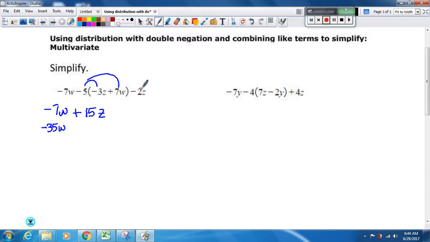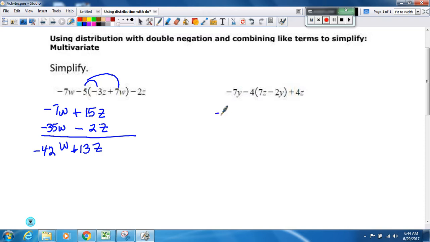Okay, that takes care of the parentheses, and then I have a negative 2z, so I'm going to put that in my z column. Okay, so for my w's, I'm just going to add in columns. So for the w, a negative 7 and a negative 35 is a negative 42. And then for my z's, 15 take away 2 is a positive 13. So negative 42w plus 13z, that's the final answer for that one.